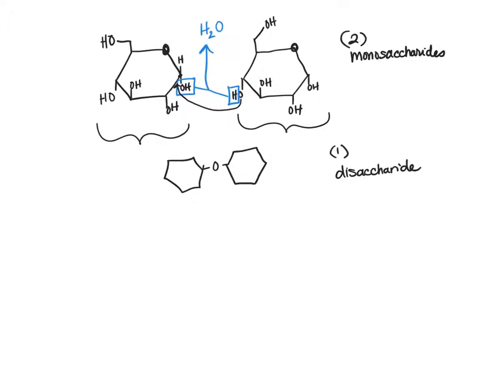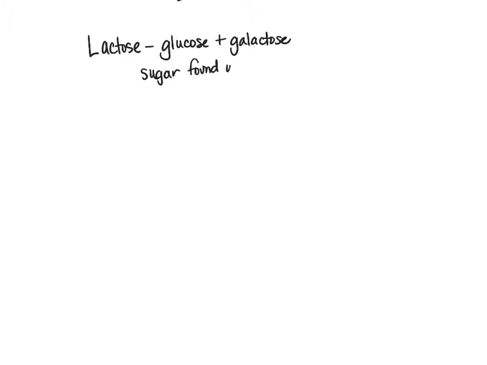So let's take a look at some of our disaccharides that we get from our dehydration reaction. So our first disaccharide that you need to know is lactose. So lactose is where we will take glucose and galactose. So if we take glucose and galactose, two of our monosaccharides, and put them together through a dehydration reaction, then what we get is lactose, lactose being a disaccharide. And this is the sugar that's found in milk. Dairy products.